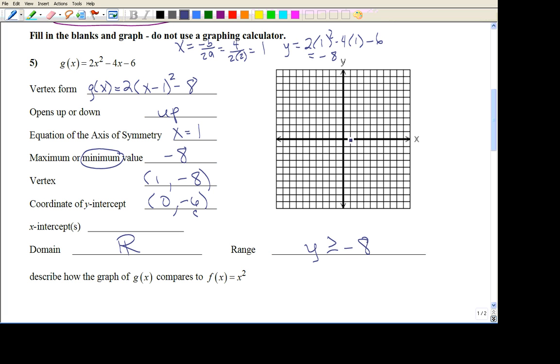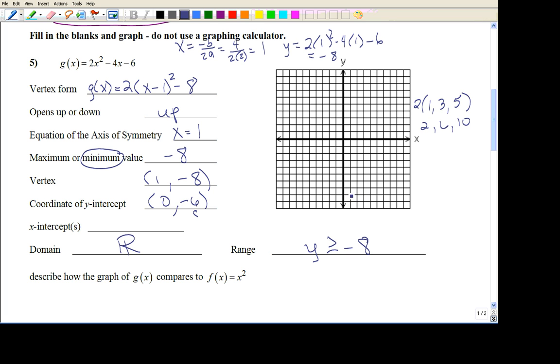So if we have the vertex (1, -8), we can still use the 1, 3, 5 thing. If you don't know what I'm talking about, go back a couple of videos and watch that one. 1, 3, 5 gets multiplied by a, which is 2. So we have 2, 6, and 10.